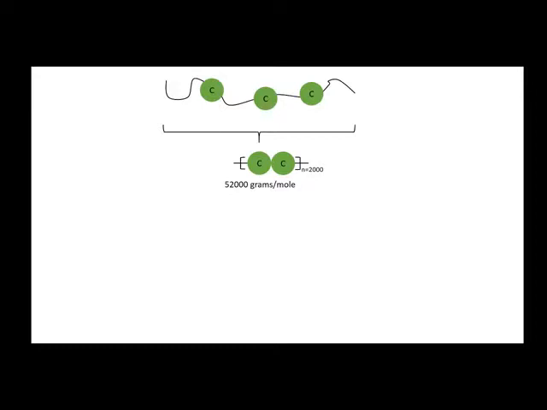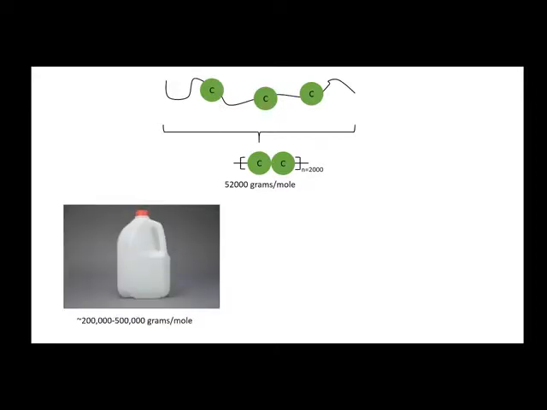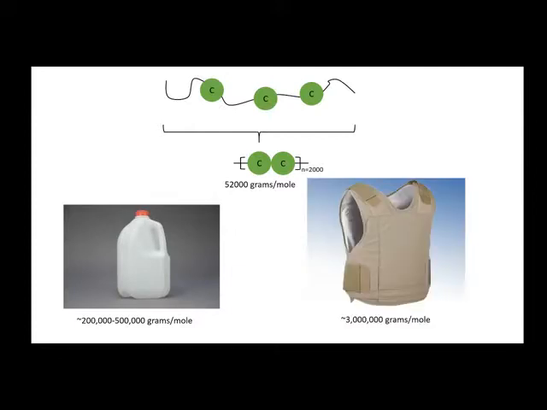carbon atoms long. The molecular mass of each polyethylene monomer unit is 26 grams per mole. So a polyethylene chain with 2,000 monomer units has a molecular mass of 52,000 grams per mole. The polyethylene chains in common milk jugs have molecular masses of 200,000 to 500,000 grams per mole. And very, very long chains of polyethylene with molecular weights over 3 million are used to make body armor.